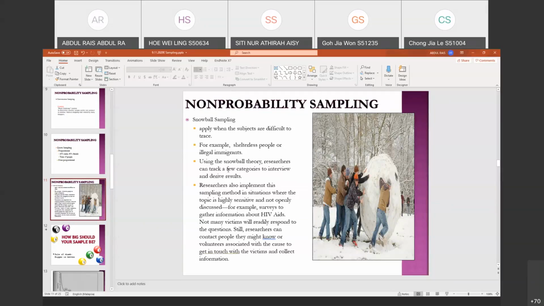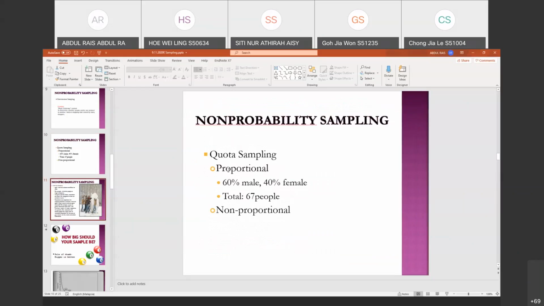Apabila you buat satu topik ataupun satu kajian yang agak risky or difficult to trace, you pergi survey atau interview orang ataupun entiti peringkat demi peringkat dapatkan maklumat yang you perlukan lah. Okay. Alright, so those are sample of non-probability sampling.